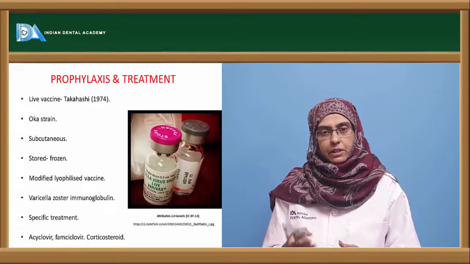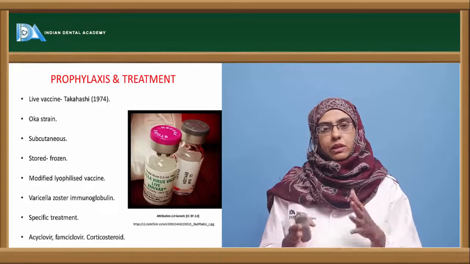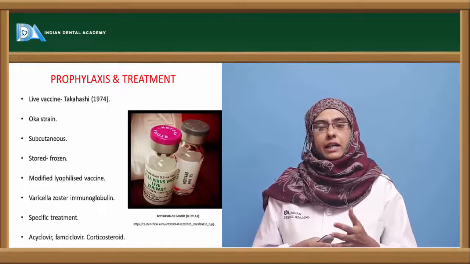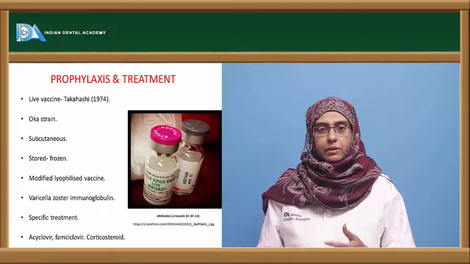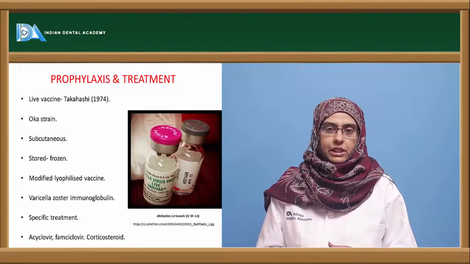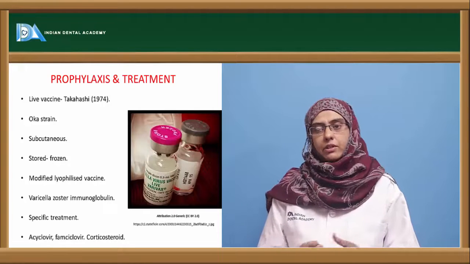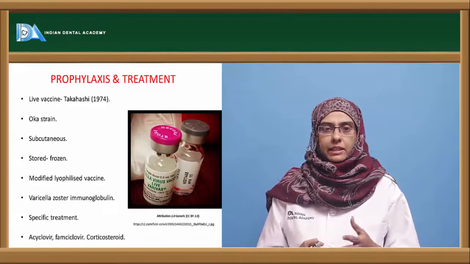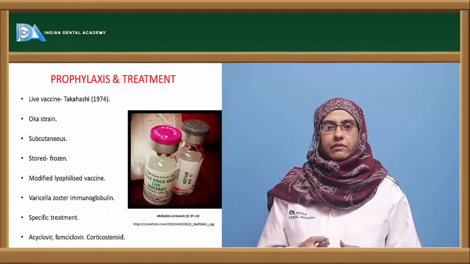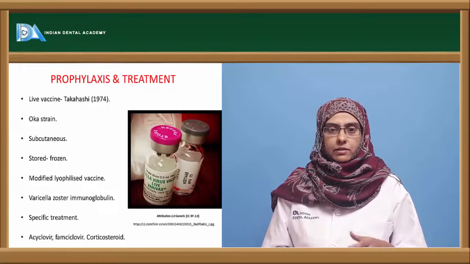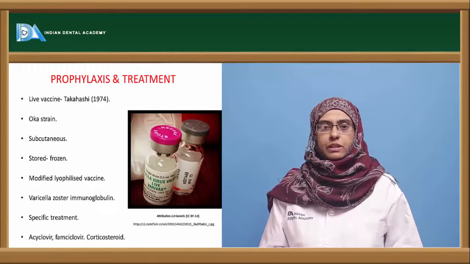Specific treatment is only given to persons who are immunocompromised and at risk of developing pneumonia, that is, adult chickenpox. In that case you can go with the specific treatment, and apart from that you can go with antiviral agents such as acyclovir, famciclovir, and other antiviral compounds to inhibit the infection.